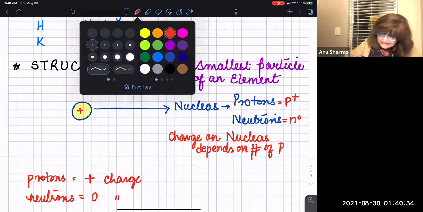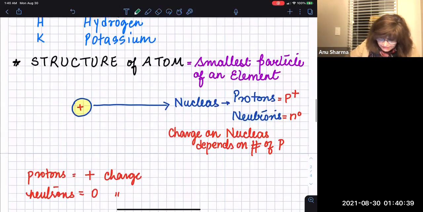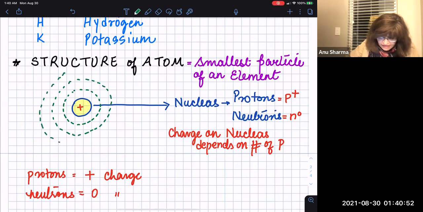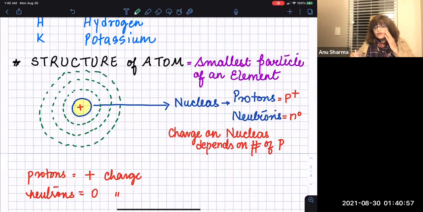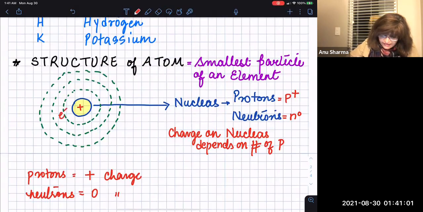Okay, next, all around the nucleus is an empty space, and in that empty space we have these energy levels. So just like the solar system, there is a sun in the center, and in these orbits we see the planets revolving and rotating. So the same thing with the electrons that are found outside, these electrons are found outside in the energy level.